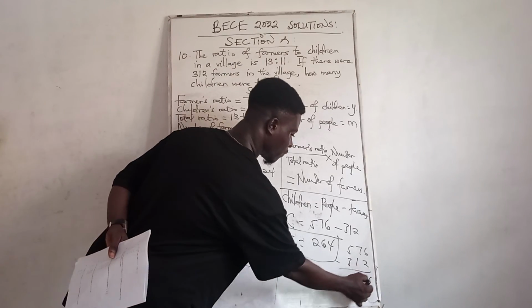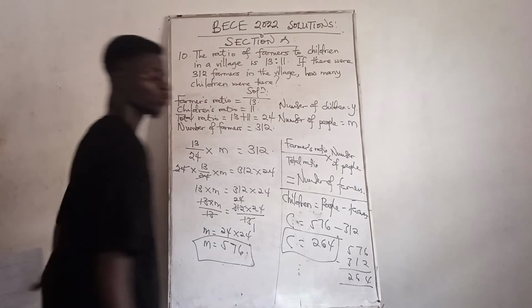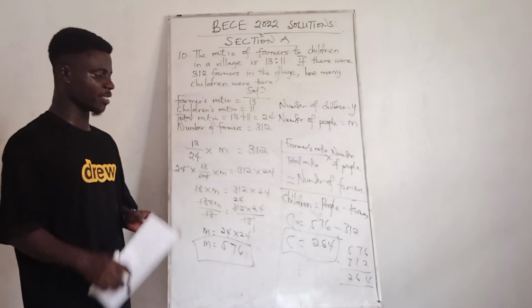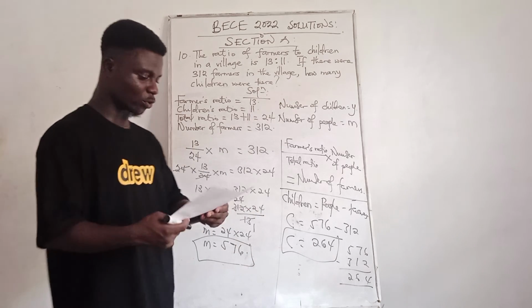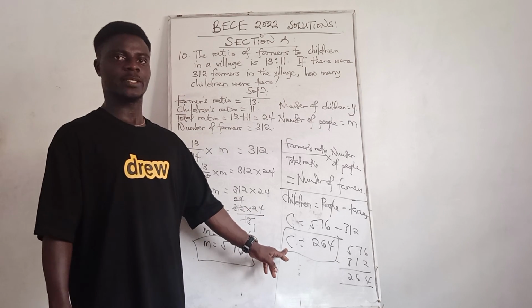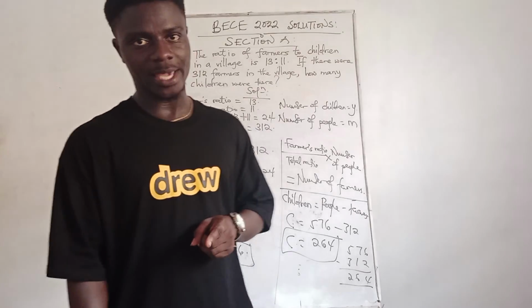2 from 6 we get 4, 1 from 7 we get 6, then 3 from 5 we get 2. So that's 264. So this one is the number of children, which is option C.